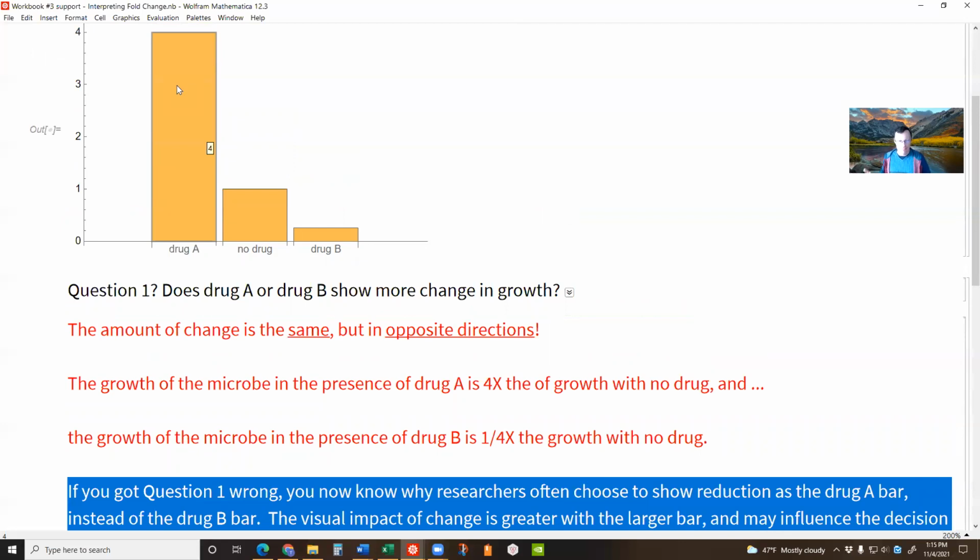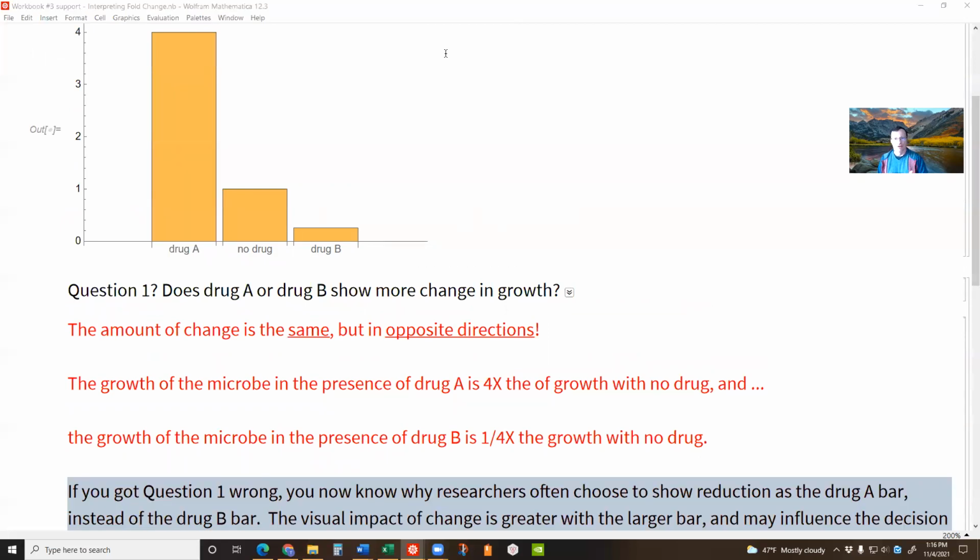It is not a bigger difference. In the first case, we're pairing drug A to no drug, and in the second case, we're pairing drug B to no drug. The amount of change is actually the same, but it is in the opposite directions. Okay, so yes, Chelsea, I have bamboozled you.